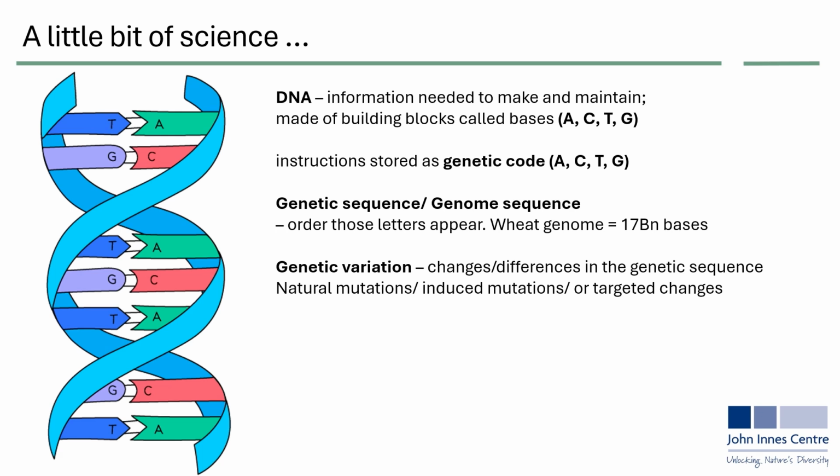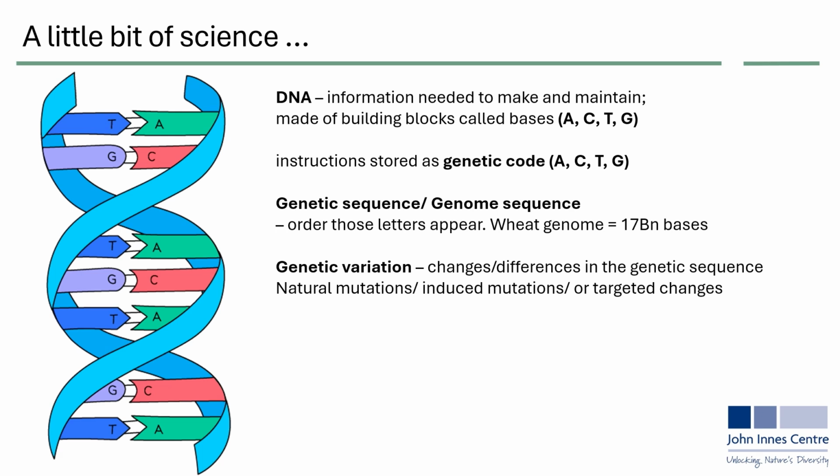When you hear reference to genetic sequence or genomic sequence, it means we now have the technology which allows us to read the order in which these letters appear throughout our genome. And something like the wheat genome will contain 17 billion bases or letters.